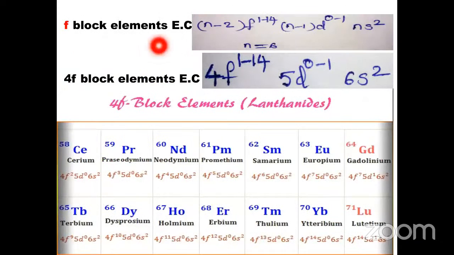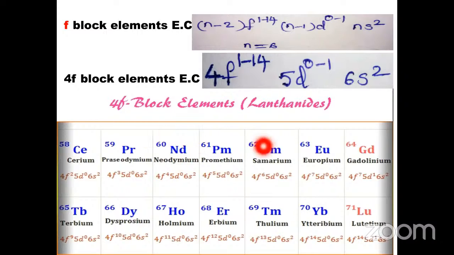Inner transition elements. The general electronic configuration is (n-2)f 1 to 14, (n-1)d 0 or 1, and ns2. In 4f block elements, you take n equal to 6, then you get 4f, because you substitute n equal to 6 in place of n-2. So it is 4f 1 to 14, 5d 0 or 1, and 6s2. This is the general electronic configuration of 4f block elements.